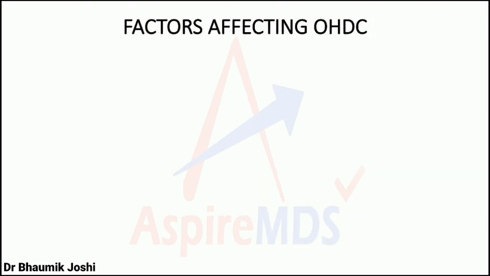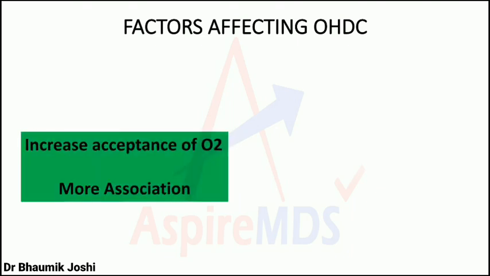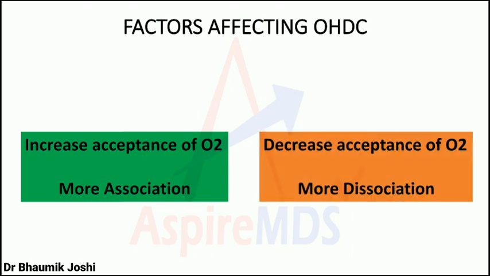Now let's see what are the factors which affect this oxygen hemoglobin dissociation curve. There are two types of factors which can affect it. First are the factors which increase the acceptance of oxygen by the hemoglobin, that is, more association between oxygen and hemoglobin, and the second are the factors causing decreased acceptance or more dissociation between the hemoglobin and oxygen.